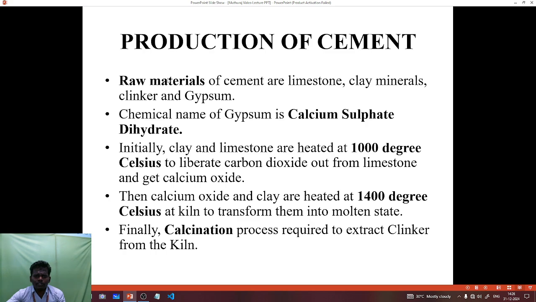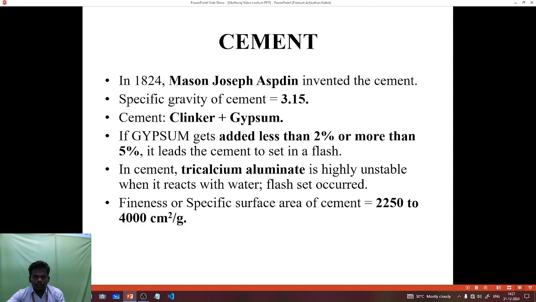Production of cement. The raw materials are limestone, clay minerals, clinker and gypsum. The chemical name of gypsum is calcium sulfate dihydrate. Initially, clay and limestone are heated at 1000 degrees Celsius to liberate carbon dioxide from limestone and get calcium oxide. Then the calcium oxide and clay are heated at 1400 degrees Celsius in a kiln to transform them into a molten state. Finally, the calcination process is required to extract clinker from the kiln. Then the clinker is added with gypsum, and we could extract the cement.